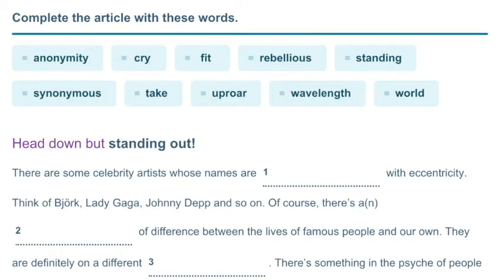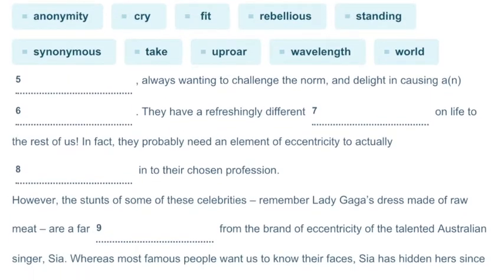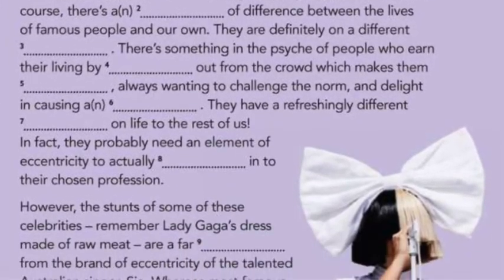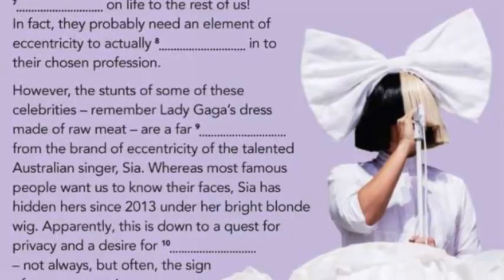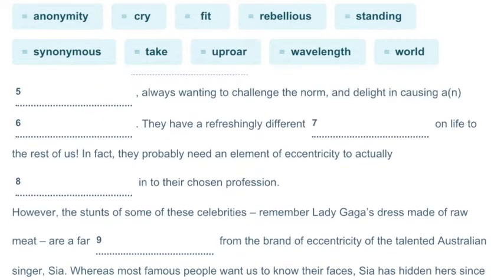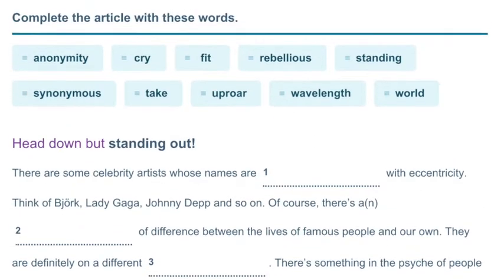Okay, it says complete the article with these words. So now we have other words, different from the ones that we've been working on, to complete this article on the page, which is exercise 6, where you see the picture of the singer Sia. But before we complete this, I'd like to explain just a few things about some of these words, which I think could clarify some stuff.